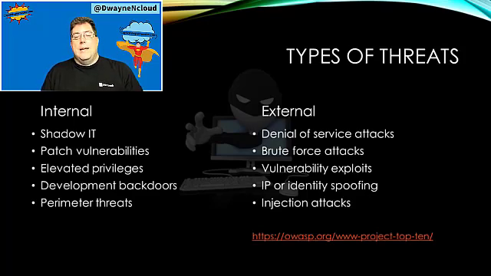So it's important as you're building your security posture to understand within your enterprise where threats come from. And threats can be both internal and external. Internal threats are where you have potential vulnerabilities in terms of patch vulnerabilities and elevated privileges or development backdoors or unlocked doors left open by employees. And then the key one here in this list is shadow IT.